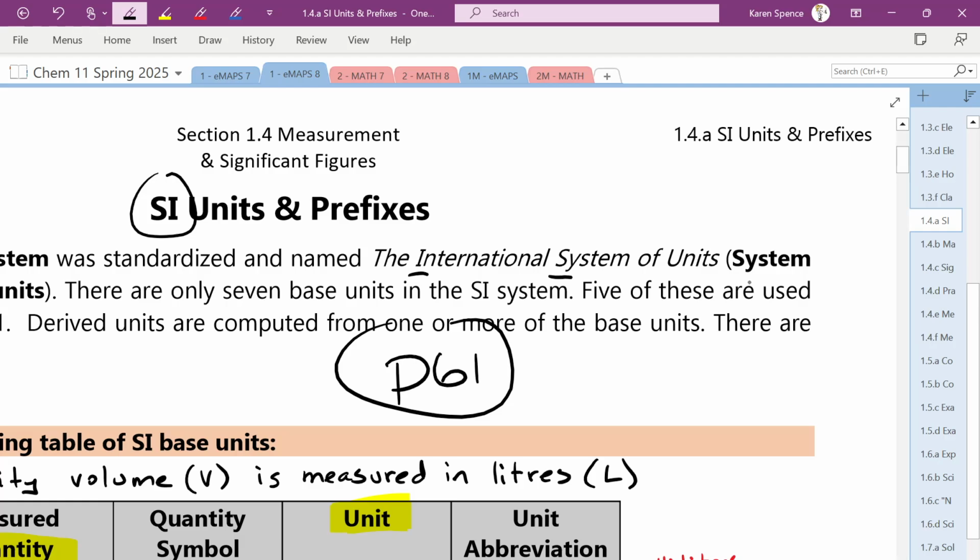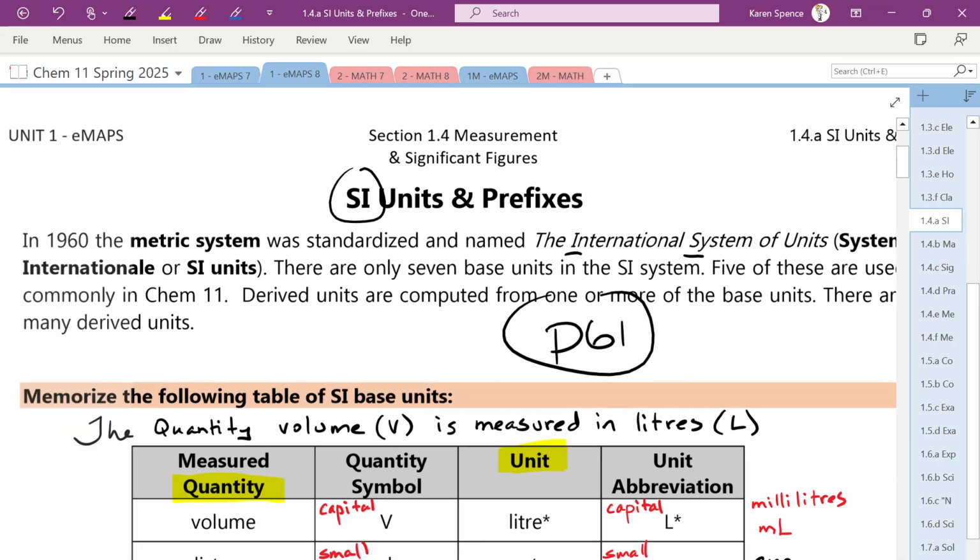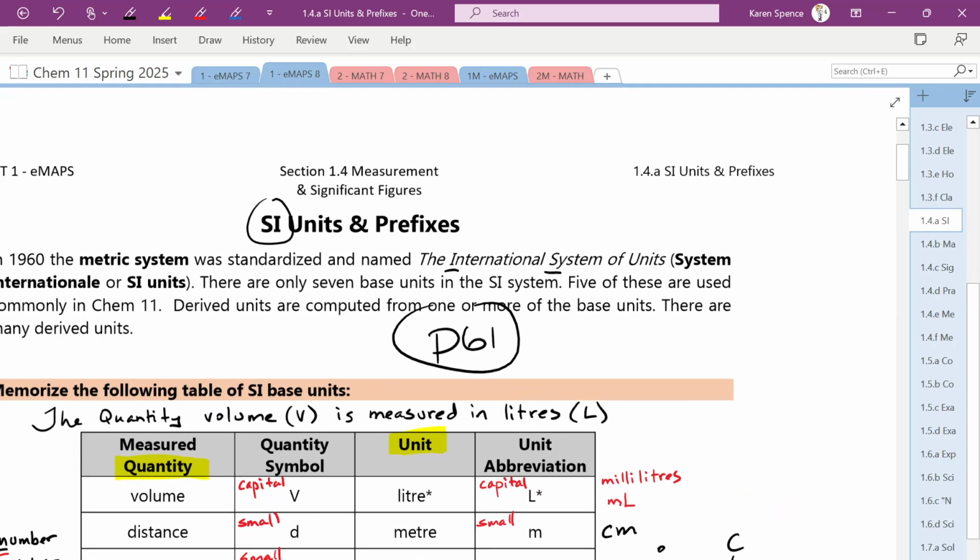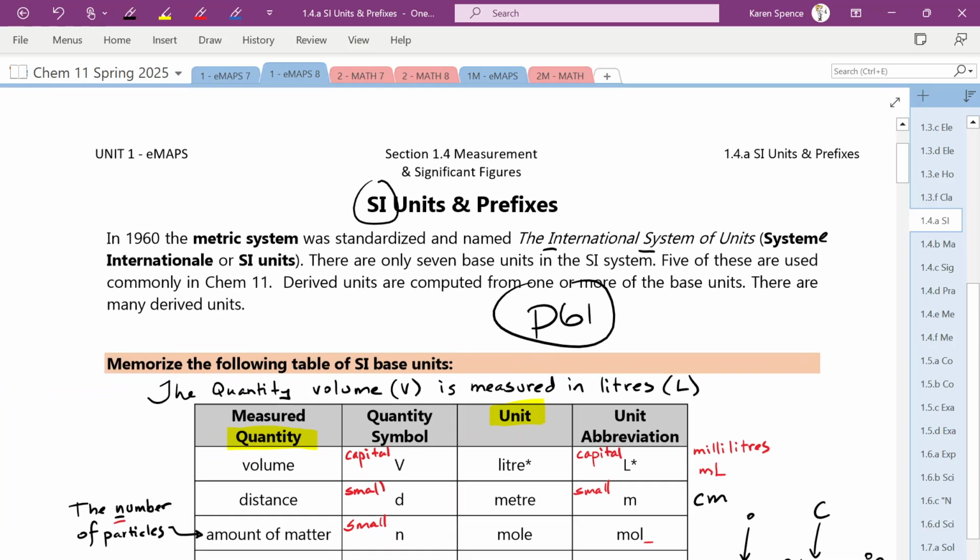So it was système. There should be an E on that. International. And I apologize for my bad French accent, okay? But that's what it came from. That's why it's SI and not IS. It is the international standard for measurements.